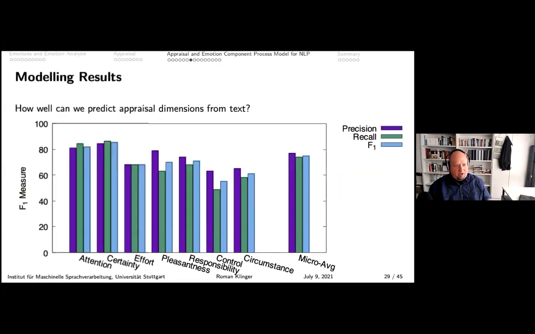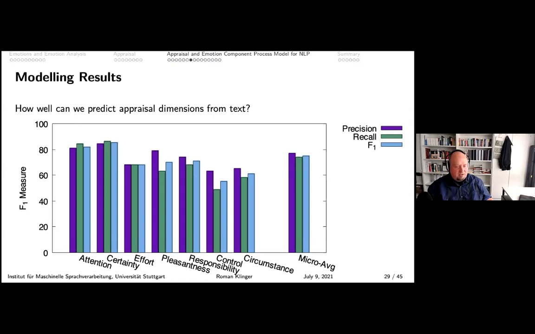Can we predict appraisals from text? Well, yes, it seems we can. We don't really know what these numbers are worth because there are no other corpora for this, and there are also no other developments yet to develop such corpora. We did this here with an LSTM. If you use a BERT classifier, which we also did, the results are roughly 10% higher, but the results between the different dimensions don't change.